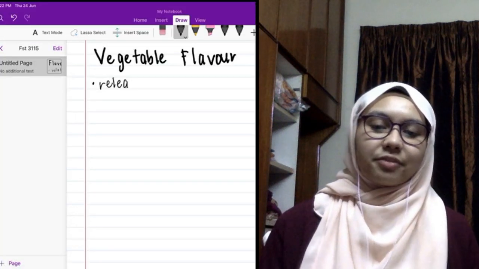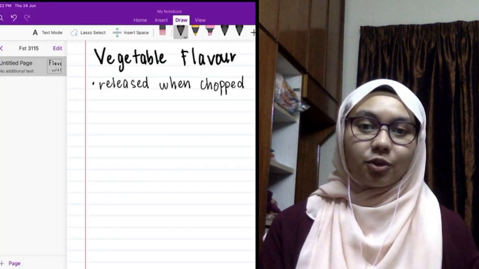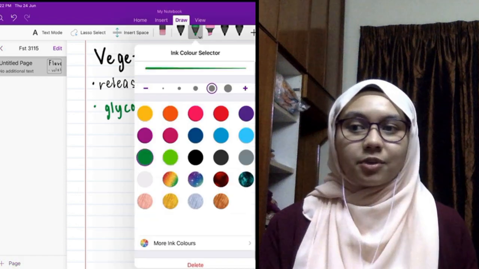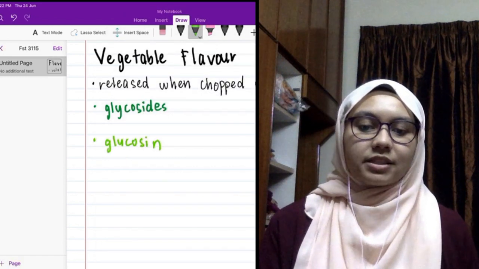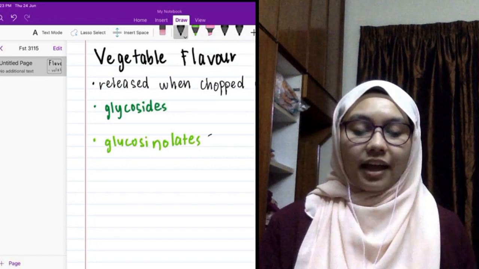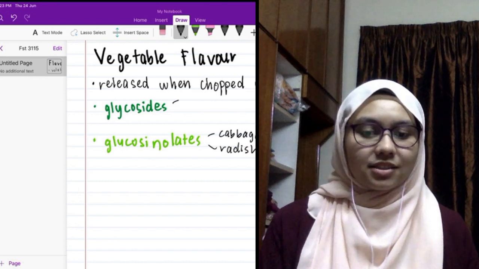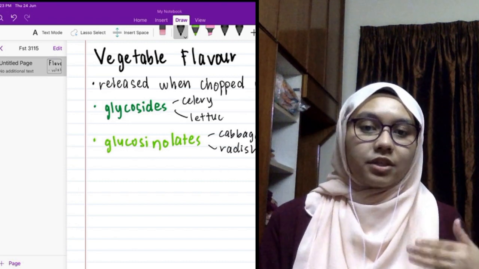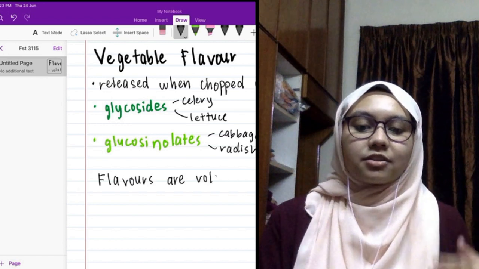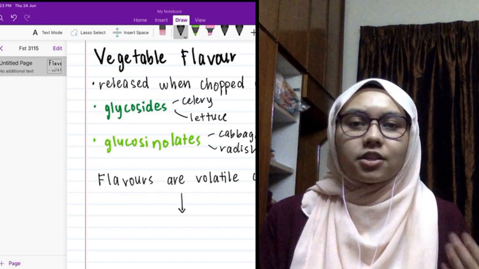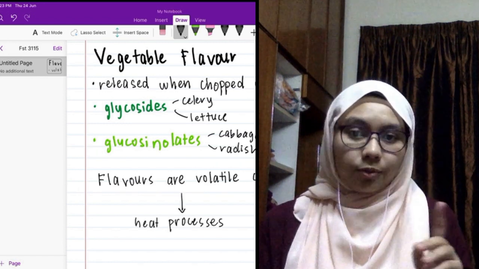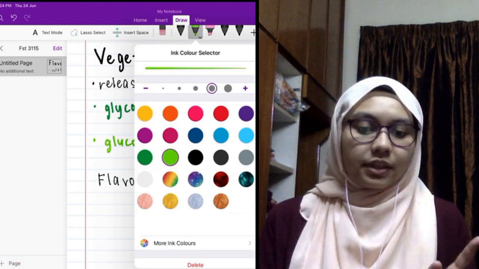And next, we have vegetable flavors, and vegetable flavors are released when chopped or cooked. Some of the flavors that are responsible for your vegetable flavors are, for example, glycosides for celery and lettuce, and glucosinolates for cabbage and radishes. Since these flavors are volatile compounds, heat processes can change the flavor compounds themselves. That's why when you boil vegetables, you shouldn't throw away the water, because the water itself has flavors in it.